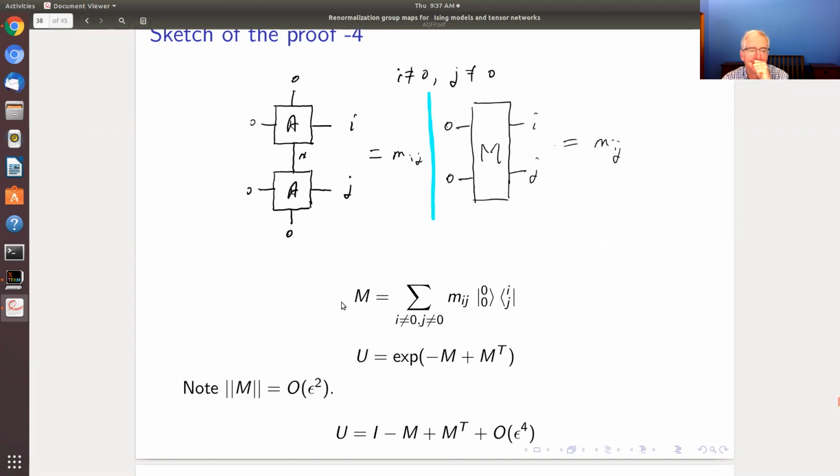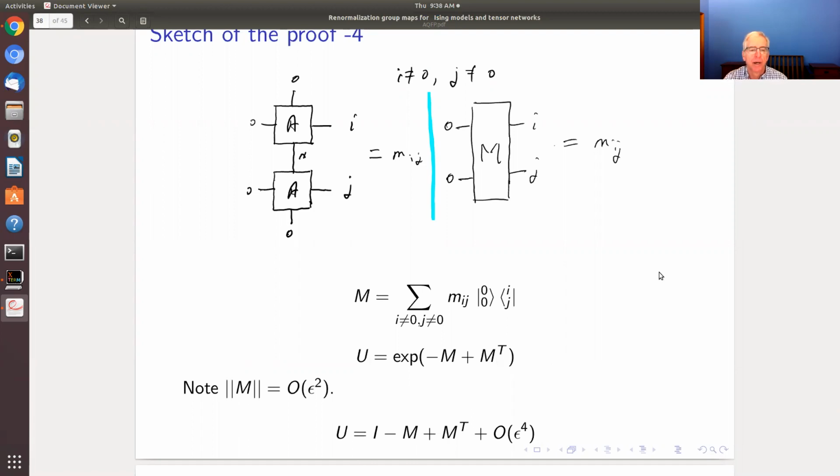And notice, again, the high temperature part of A doesn't contribute to this diagram because I have a non-zero index here, and the I and the J are non-zero. So this diagram is of order epsilon squared because it just has contributions from the perturbation for A here and the perturbation here. So the Hilbert-Schmidt norm of this M is order epsilon squared. All I really need about this U is that it looks like the identity and then the linear term, and the rest is going to be order epsilon to the fourth because of this fact. So that's all you need to remember about U.